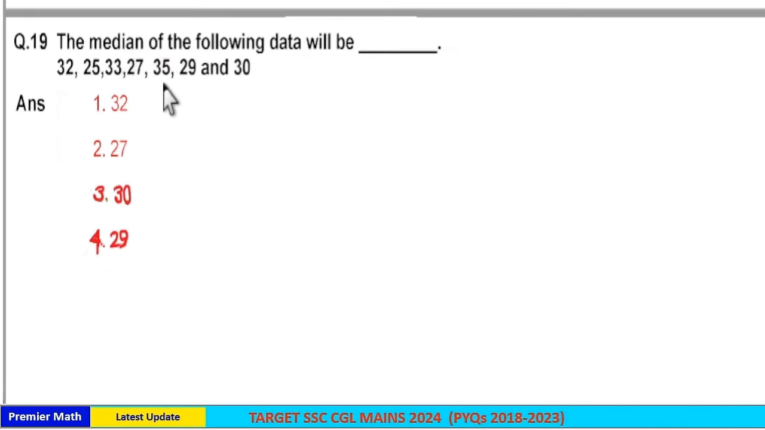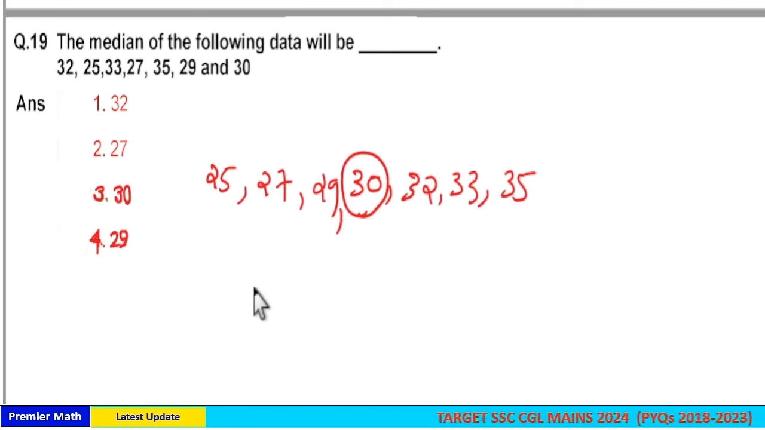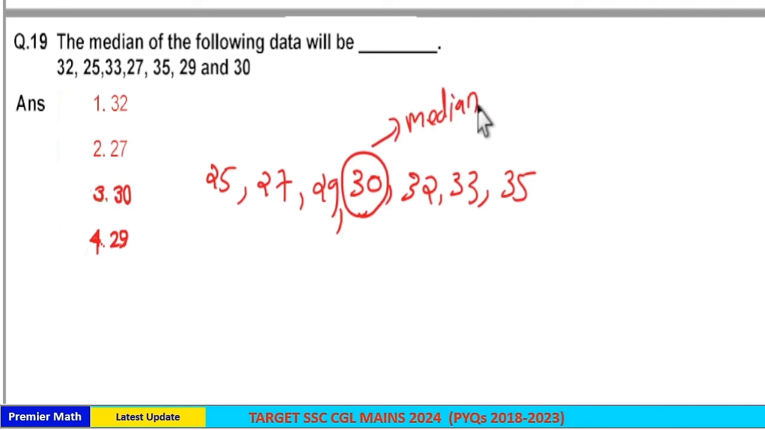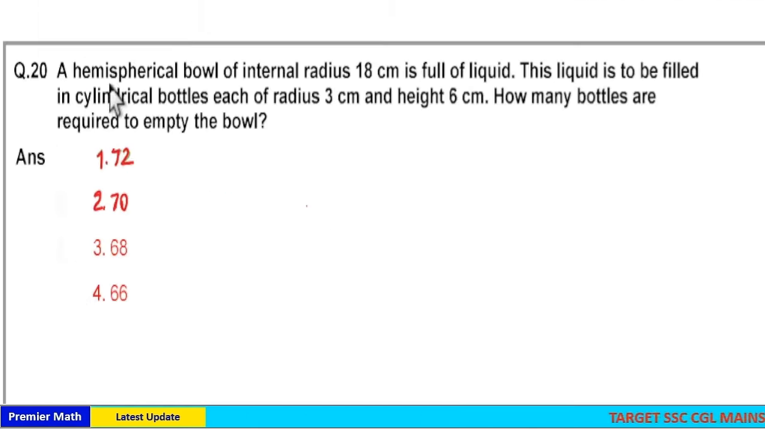The median of the following data will be. To find the median of the given numbers, write the numbers in ascending order. Here first 25, then 27, then 29, then 30, then you have 32, 33 and 35. Now you have a total of 7 numbers. Take the middle number, which is the median. That is, write the numbers in ascending order. Then take the middle number, that is your median. Option 3 is your answer. Median is 30 here.